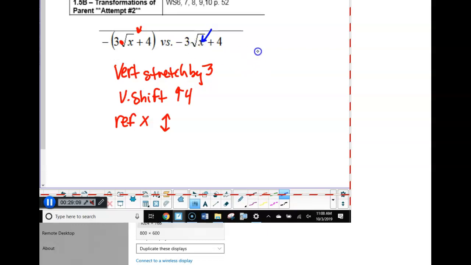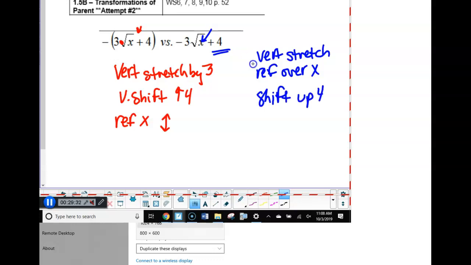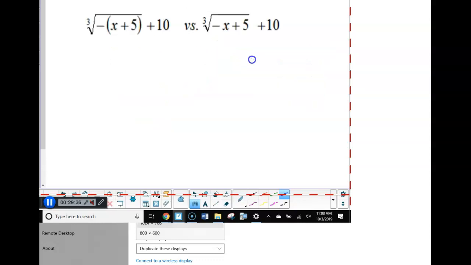So this one would have had a vertical stretch and a reflection over x. And it honestly wouldn't matter which of those you did first, but you can't do this until both of those are done, which is shift up 4. These two could be interchangeable. Do you need me to go through that again or not?